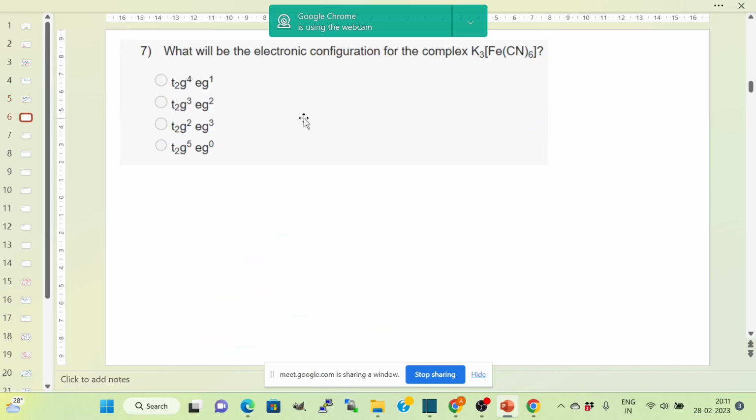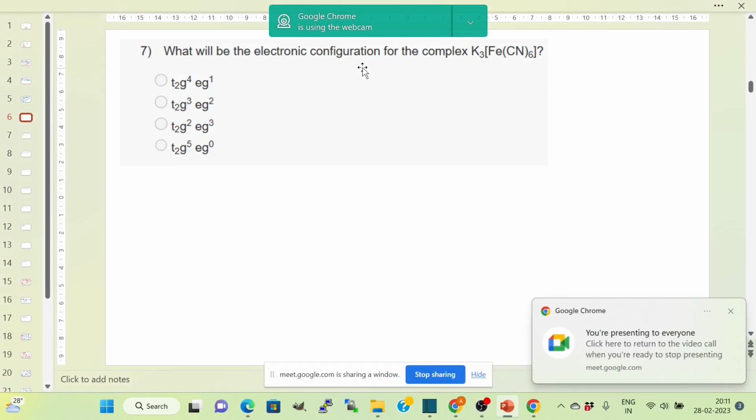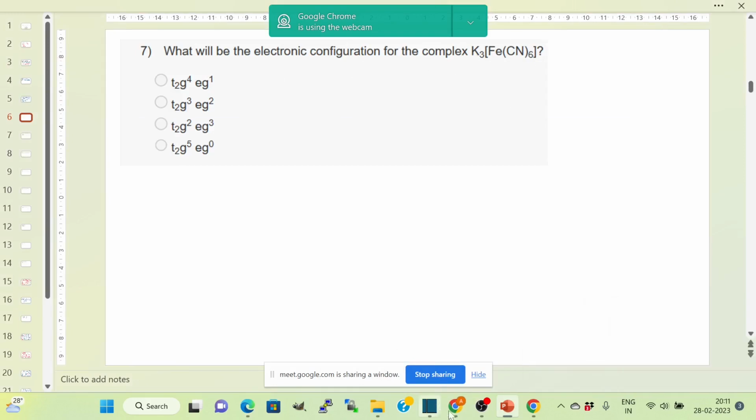So this is also a similar question like the one we discussed before. What will be the electronic configuration for the complex K3[Fe(CN)6]? First you have to identify the oxidation state, then look at the geometry, and then fill accordingly. Can you put in the chat box which is the right option? After that we will discuss. What is the right answer for this? What will be the electronic configuration for this complex? Please put it in the chat box.